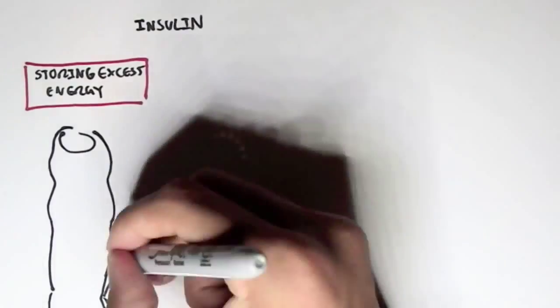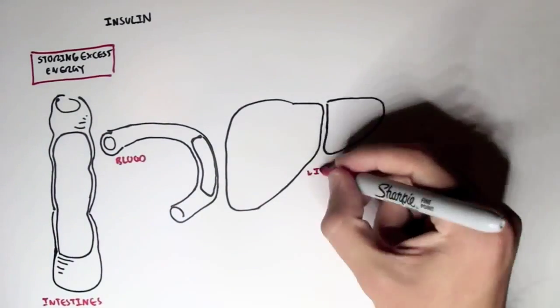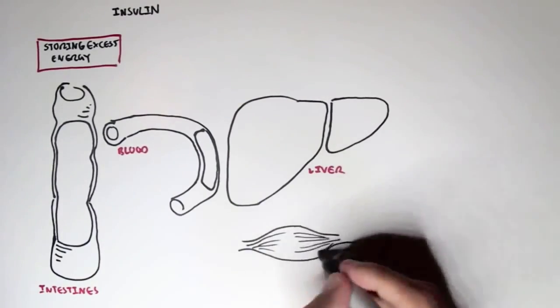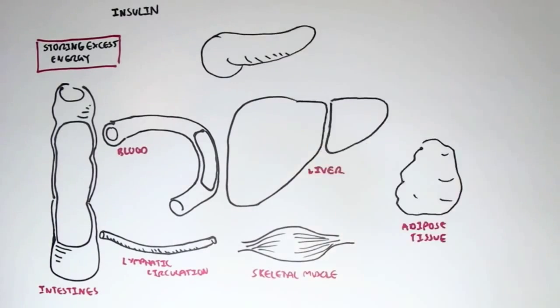So now I would like to show you the associated organs insulin has an effect on. So for example, here we have the intestines, here we have the blood, here we have the liver, skeletal muscle, lymphatic circulation, adipose tissue, and finally the last organ, the pancreas. Now insulin has a major effect during the fed state. So basically just after we eat.